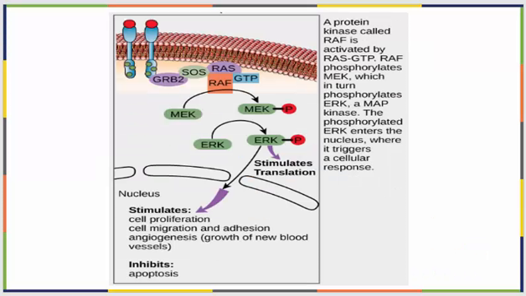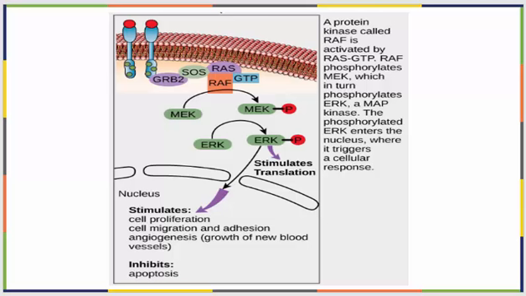RAS works with the protein kinase. Remember, kinase means enzyme, called RAF. RAF is then going to turn around and share phosphorus with something called MEK, which then turns around and shares yet another phosphorus with something known as ERK. ERK is a MAP kinase. The phosphorylated ERK enters the nucleus where it triggers a cellular response.